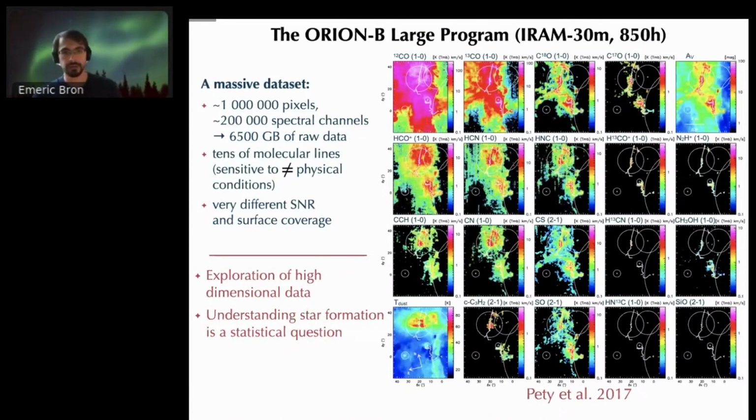But one thing we have to keep in mind is that such an observational data set is not only massive in terms of the amount of data, we have around 1 million pixels, and for each pixel more than 200,000 spectral channels, but it's also a high dimensional data set. Whether we look at it in terms of spectral dimension, or if we reduce it to the detected molecular lines, we still have tens of detected molecular lines. So our data set lives in a high dimensional space.